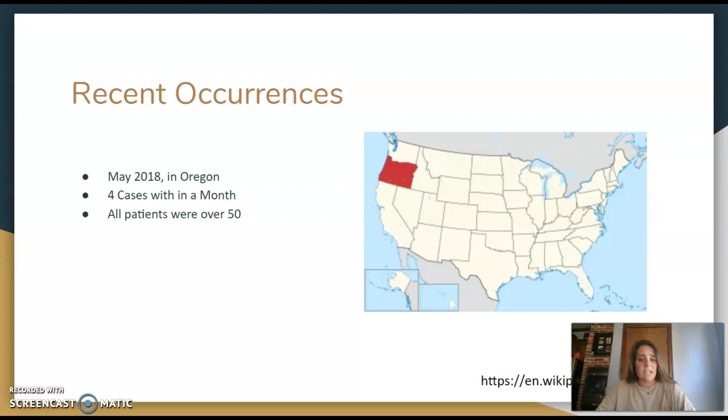But back in May of 2018 in Oregon, there were 4 cases within a month, which brought up a lot of red flags, especially because these patients were all over the age of 50. About 3 of them went to the hospital because of severe illness, but they all recovered. None of the patients did die. But this was enough to raise some red flags for Oregon to do something about it and to investigate a little bit. So it's kind of discomforting, but again, the death rate's not very high, so it's not one of those viruses where everybody's like, oh my god, you have it.